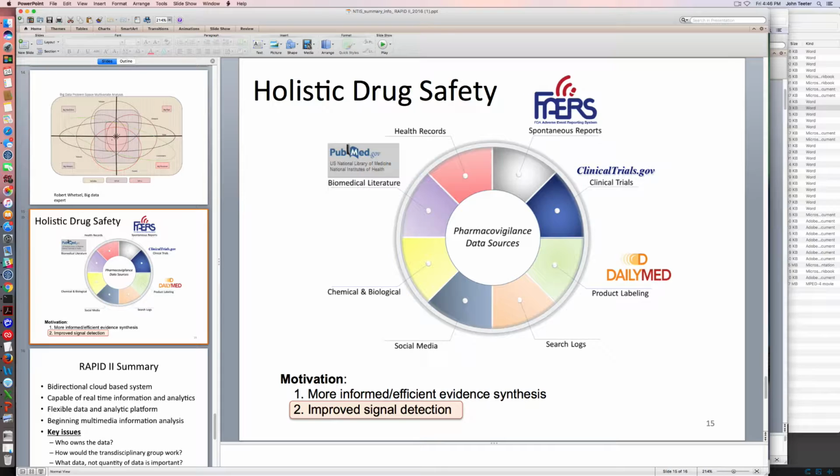That's the starting point. If you look at things like health records, which I talked about a little bit earlier, we're beginning to appreciate that health records aren't good for telling you the incidence or occurrence of a case.